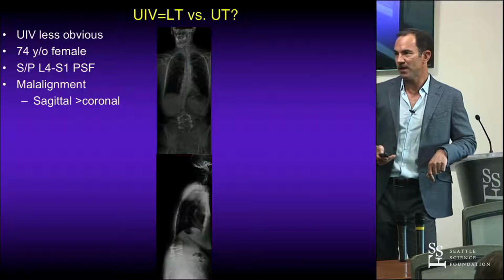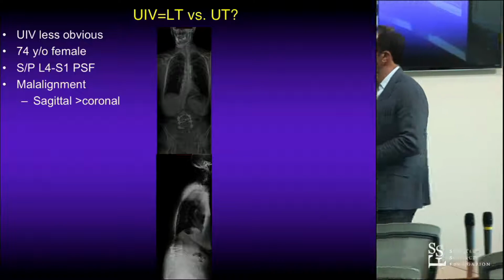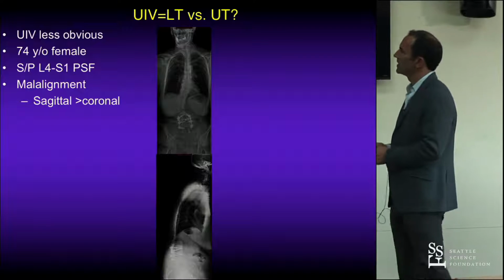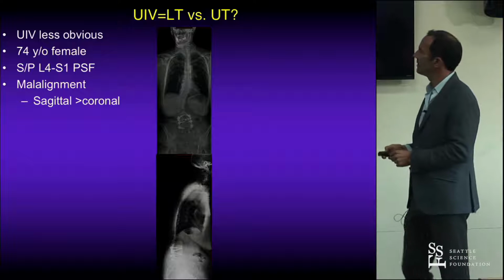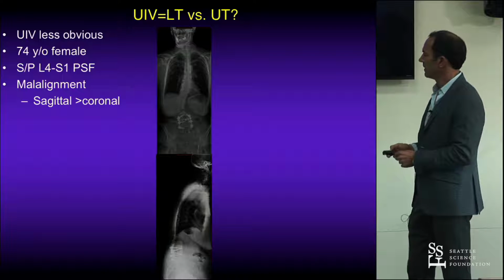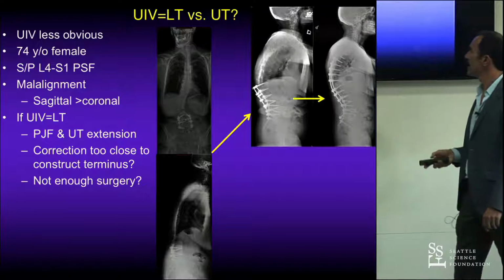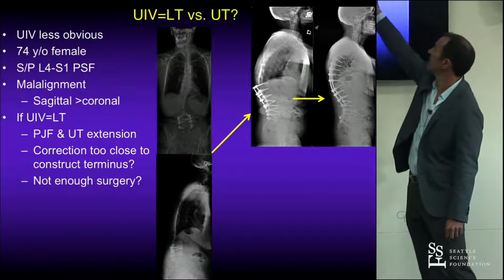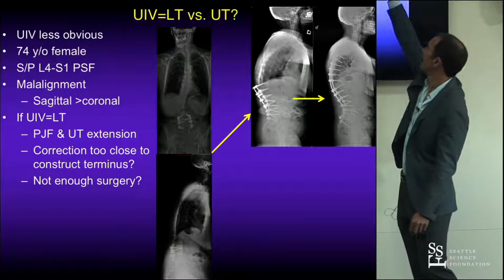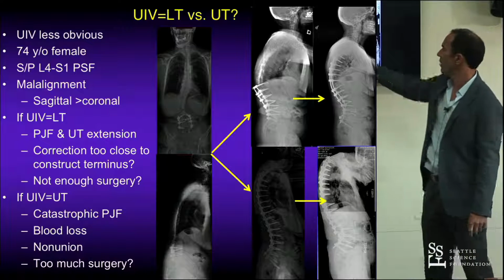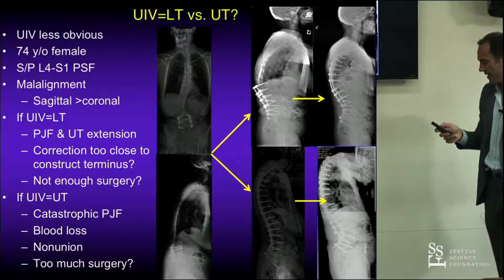But I think in some of these patients, it's not really obvious, right? This is a 74-year-old female. Her malalignment is worse in the sagittal plane than in the coronal plane. Actually, she is solid down through here. I thought, if I go to the thoracolumbar junction, is she going to do this? And I'm going to have to do that. Or if I go to the upper thoracic spine, is it too much surgery, or is she just going to topple over the top and then do that?